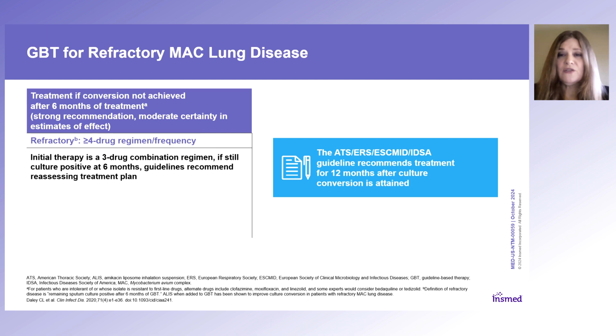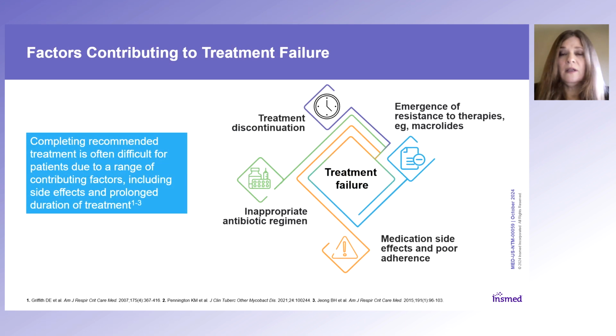There are guideline recommendations for treatment of patients with refractory MAC lung disease. Initial therapy is a 3-drug combination regimen. If still culture positive at 6 months, the guidelines recommend reassessing the treatment plan. There are some factors that have been identified that contribute to treatment failure. These include discontinuing treatment early, prescribing an inappropriate antibiotic regimen, medication side effects and poor adherence to the regimen, and emergence of macrolide resistance. Completing the recommended treatment is often difficult for patients due to these contributing factors, including side effects and the prolonged duration of treatment.